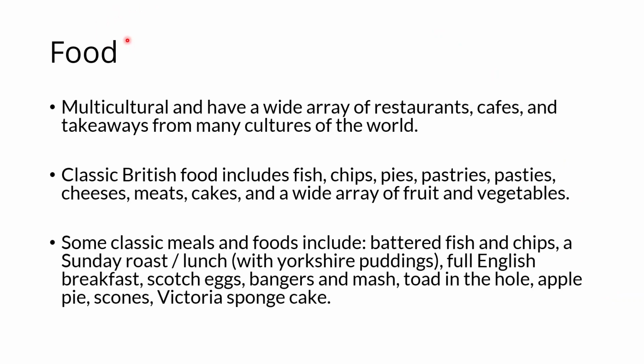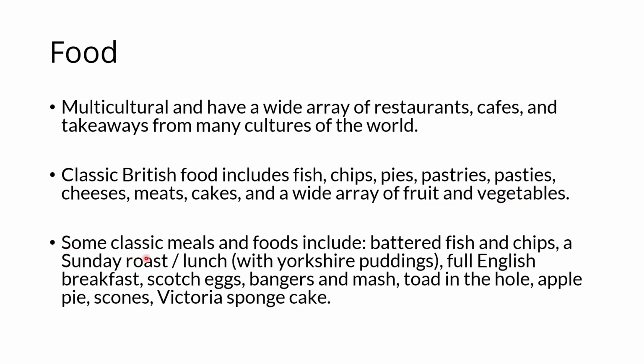So let's talk about food. Our country is very multicultural, and we have a wide array of restaurants, cafes and takeaways from many different cultures of the world. So we have a lot of different types of foods that are available. And we have lots of different food stores as well, so you can buy all kinds of foods from all over the world. But classic British food includes things like fish and chips, pies, pastries, pasties, cheeses, meats, cakes, and a wide array of fruit and vegetables.